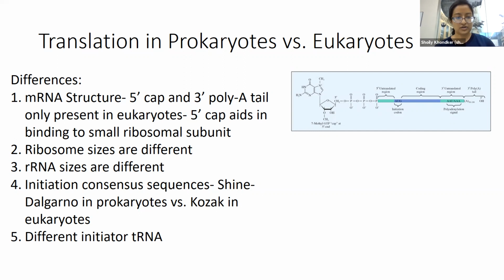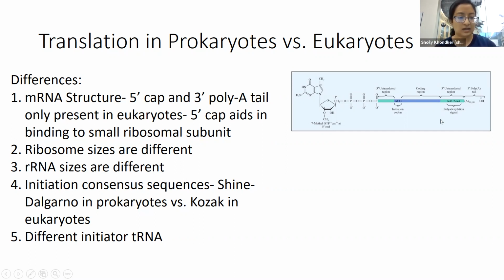Just a refresher, eukaryotic mRNA has a 5' 7-methyl GTP cap, and this aids in the binding between the mRNA molecule and the small ribosomal subunit. It also has a polyadenylated tail.